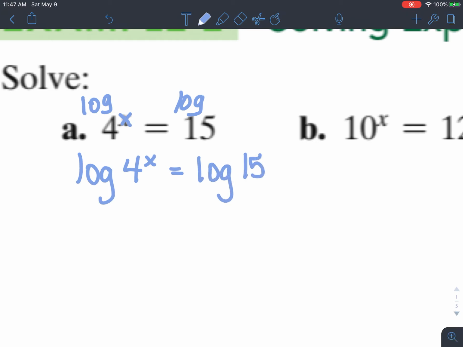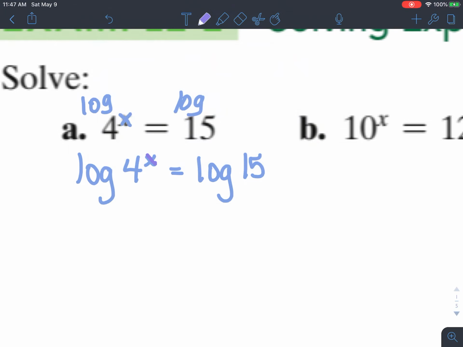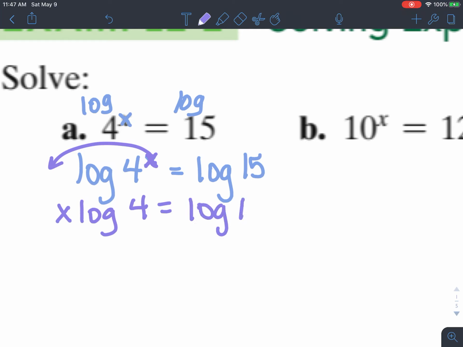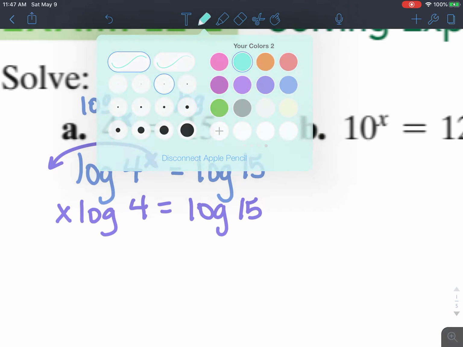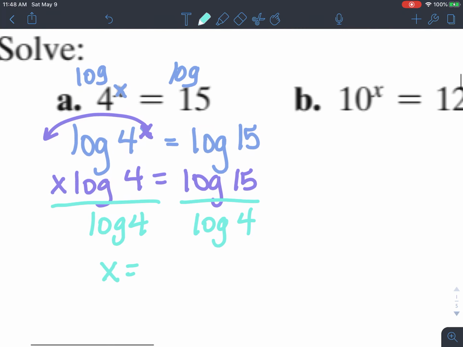Okay, log is an operation just like multiplication is. So you can do whichever as long as you do it to both sides. Now, you learned last week that an exponent here can come out front of the log. And the purpose of this is, do you see that x? It's not stuck in the exponent anymore. It's loose. So now we can just divide by log 4. And x equals whatever log 15 divided by log 4 is.